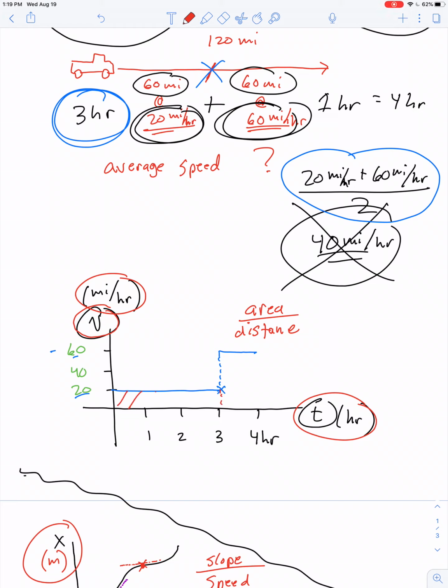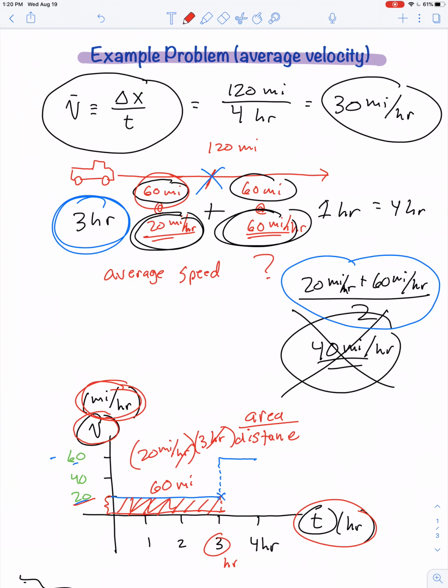If I find the area of this rectangle, well, it's a height of 20 miles per hour multiplied by a length of 3 hours. So the area is 20 miles per hour multiplied by 3 hours. Hours cancels out. Oh, but we already knew this distance should be 60 miles because that's what we said here.